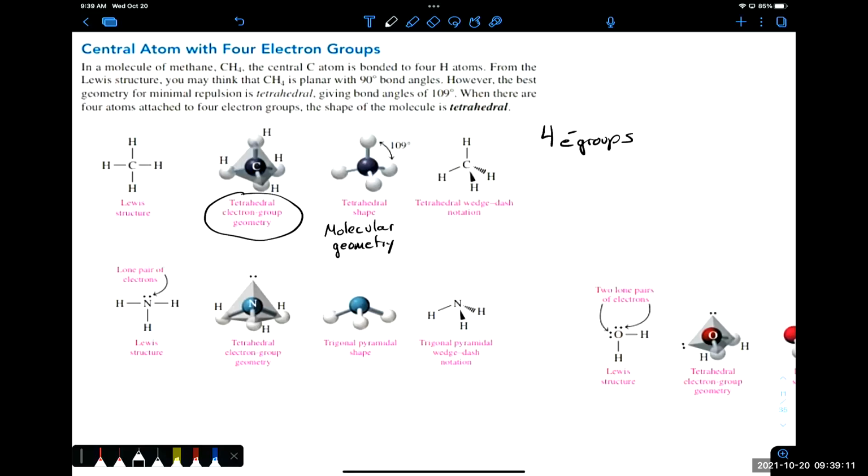electron groups, how many bonding groups do we have? 4. Right, each of these has a hydrogen on the end. So we have 4 bonding groups. How many lone pairs do we have? None. 0 lone pairs. So that's sort of the identity of the tetrahedral, that we have 4 electron groups, and all 4 of those electron groups are bonding groups. Gives you a tetrahedral shape.